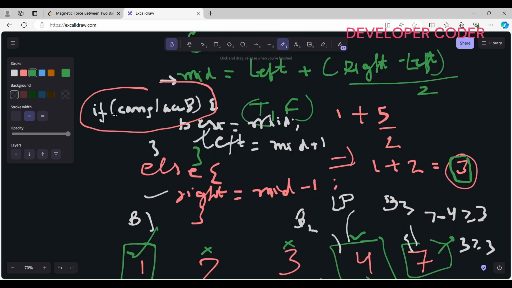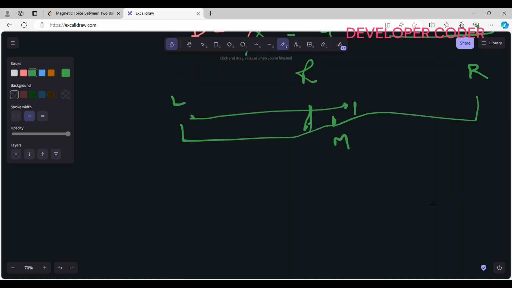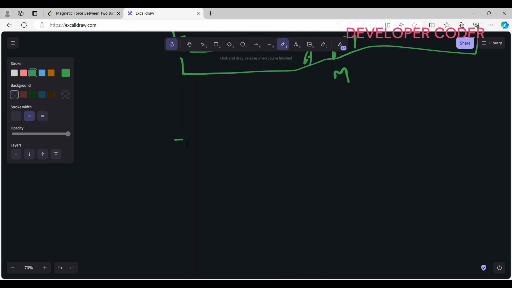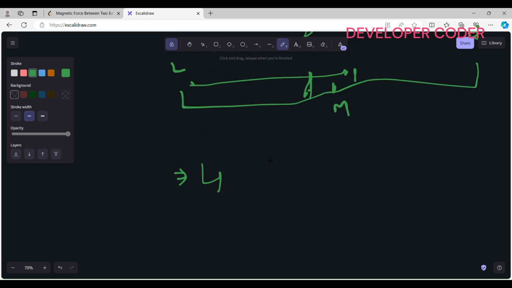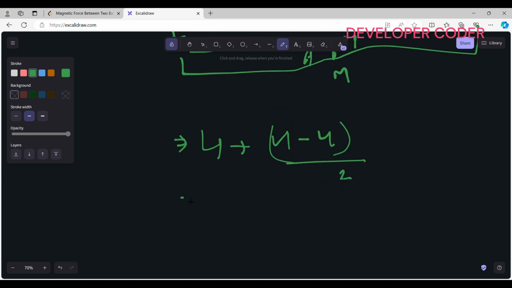Okay, if I can place both, then my best is going to become mid and left is going to be mid plus 1, and in the else part, if I can't place both, then my right is going to become mid minus 1. So now again we have to apply the formula. Mid is equal to, left is nothing but 4, and my right, this time, is 4. (4 plus 4) divided by 2 is 4. Okay, this is going to become 4.